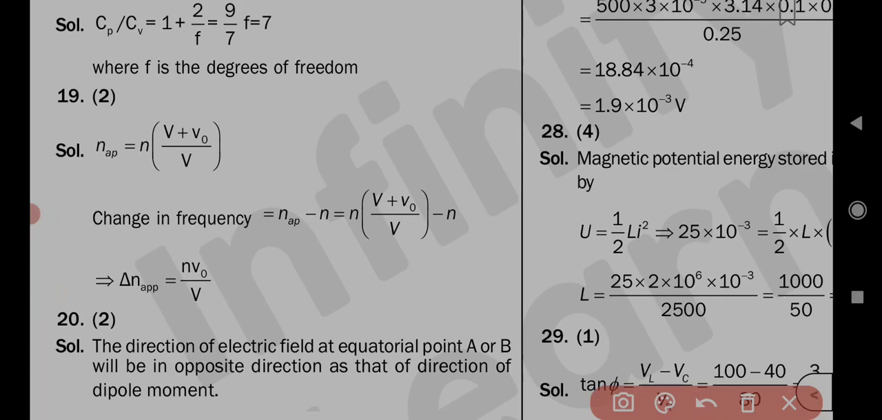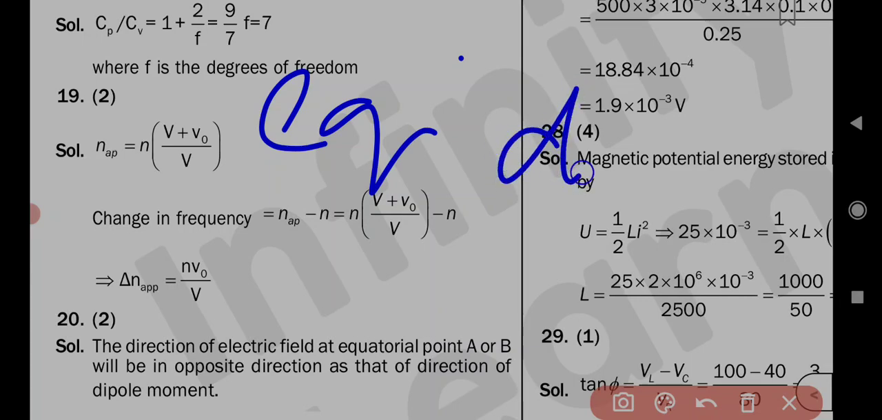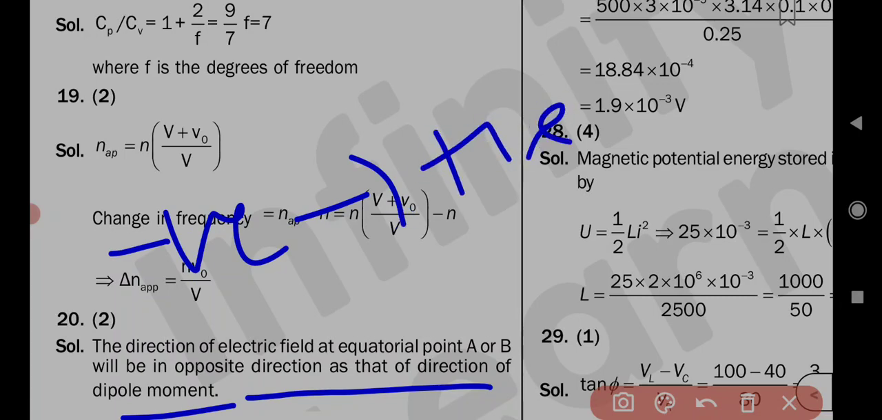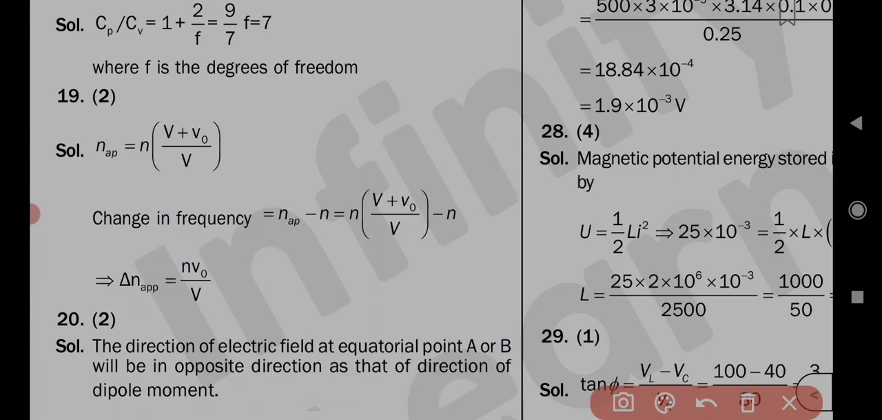The electric field. What they're asking is about the electric field at a point on the equatorial line of a dipole and its direction relative to the dipole moment. They are asking about direction. The direction of electric field at equatorial points A and B will be opposite to the direction of the dipole moment. The dipole moment is always from negative to positive.